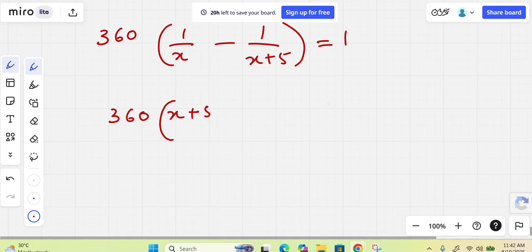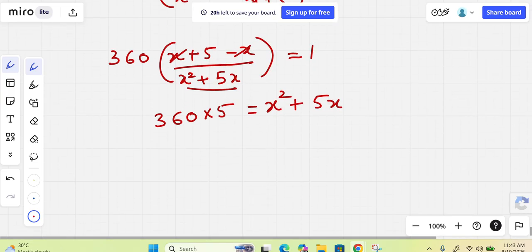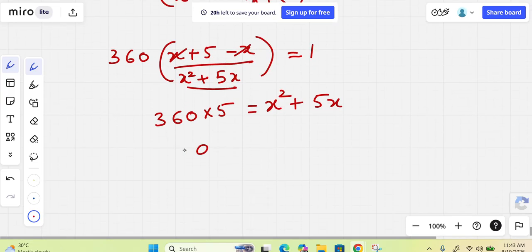x plus 5 minus x, and x square plus 5x equal to 1. These both will get cancelled. 360 into 5, and this whole thing will go to the right hand side. Correct? Is that correct? Did everybody get it? Did you get an equation like this?